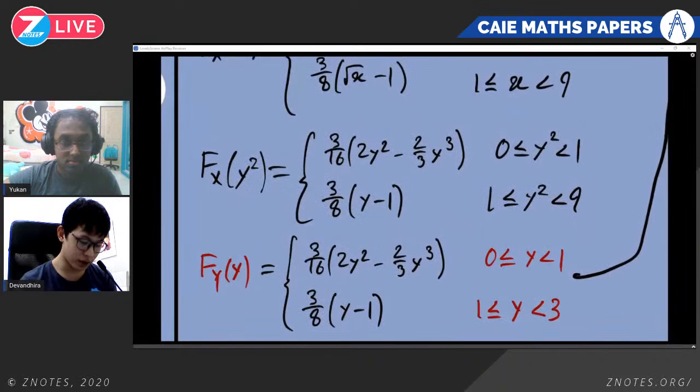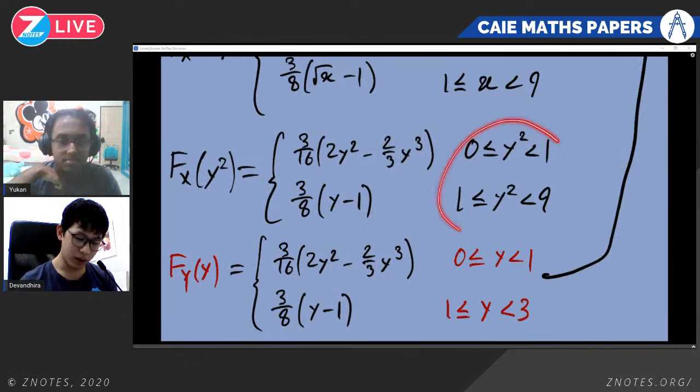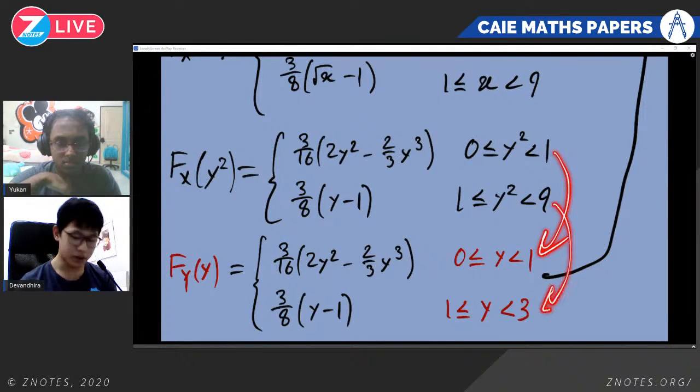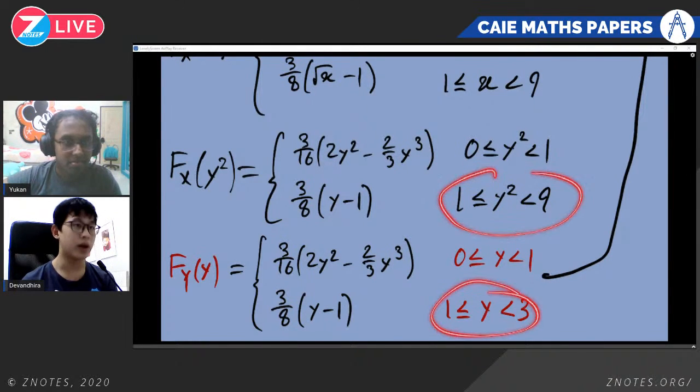So right here, the first change I did was that my f of x became f of y. So this is a CDF in terms of y, which is what we're looking for. And our limits, our interval, I just took the square root. So the square root of 0 to 1 is just 0 to 1, while 1 to 9 is just 1 to 3.